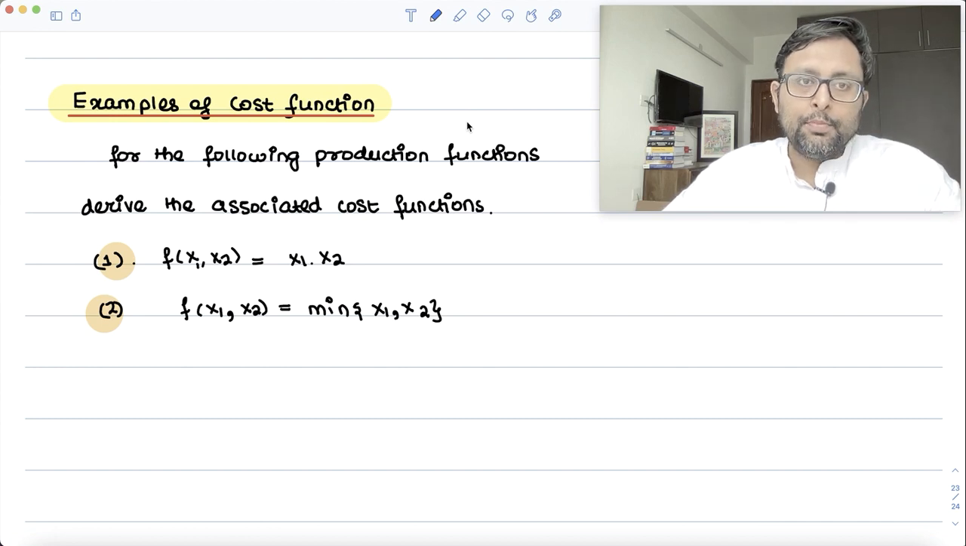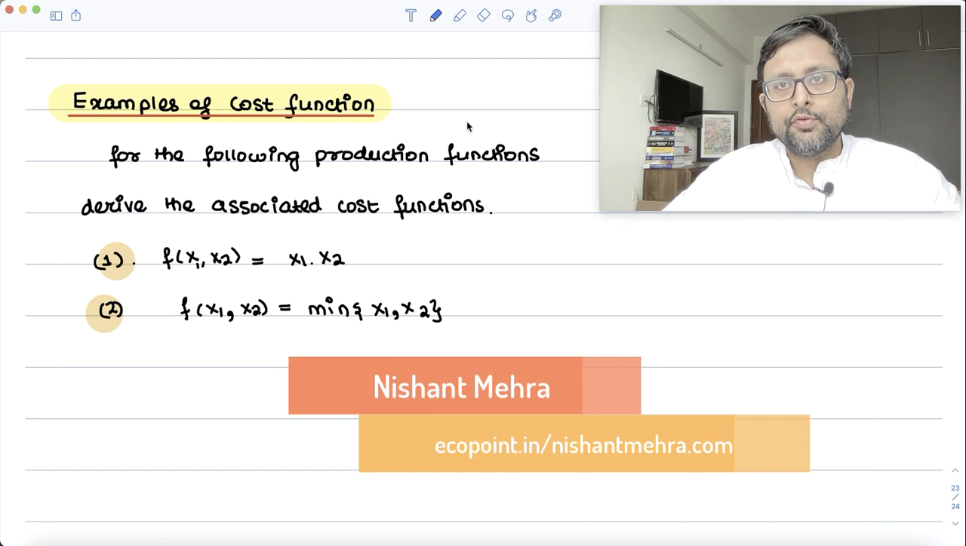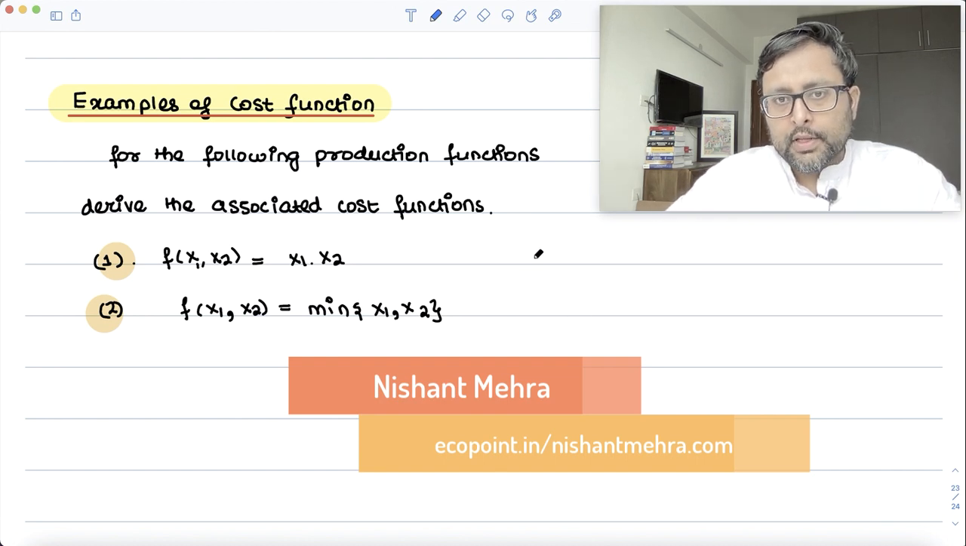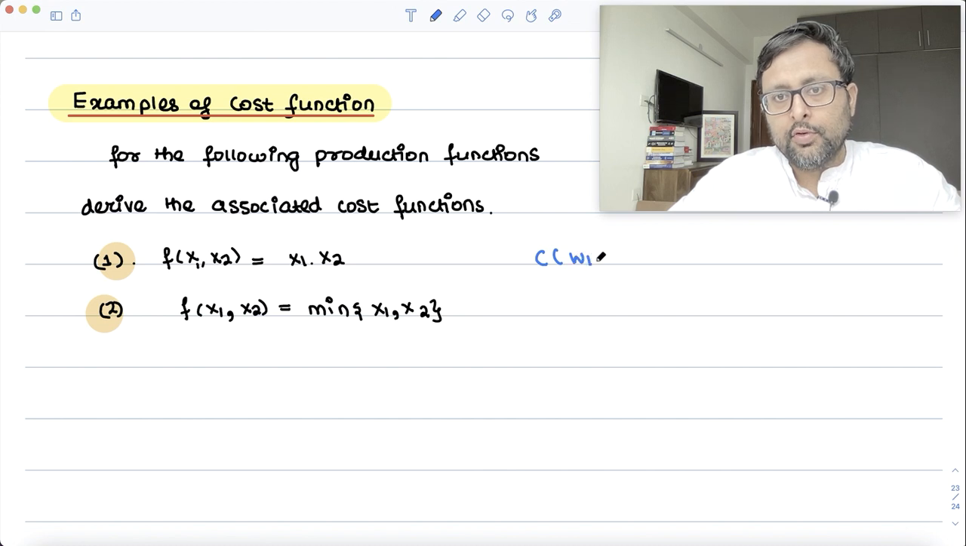In this example, we're going to find out the cost functions for the different production functions. So you are given the production functions of Cobb-Douglas and perfect complements. Let us derive the associated cost function for them. I hope you remember that yesterday we said that the cost function will have the form c(W1, W2, y). That is, it is a function of input prices and output. That is the general form of the cost function.